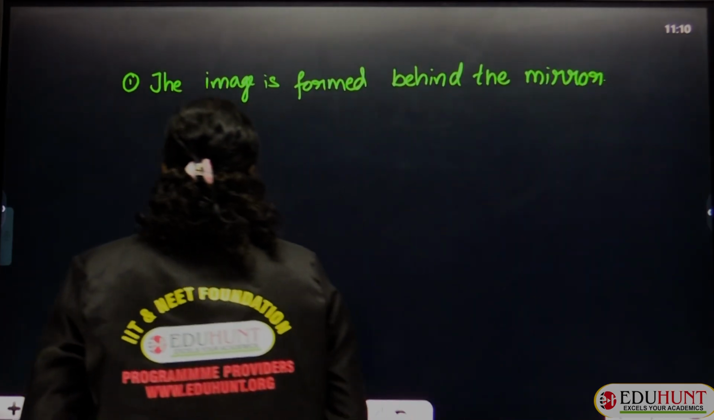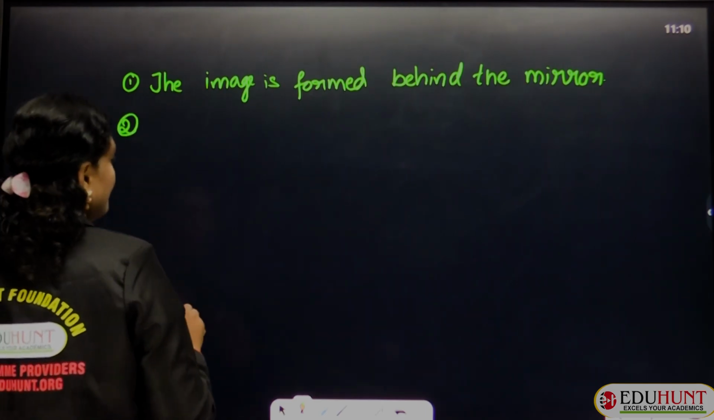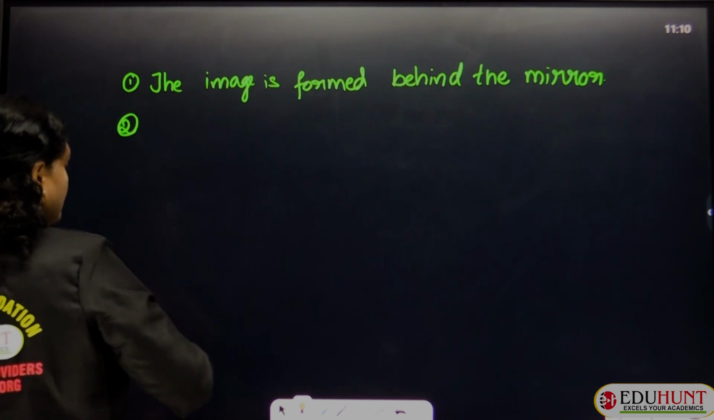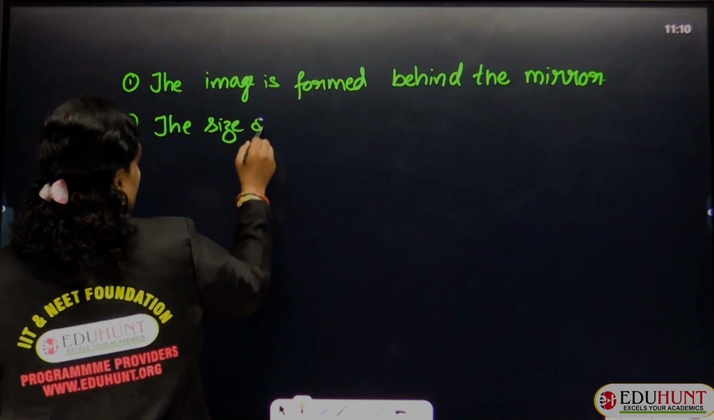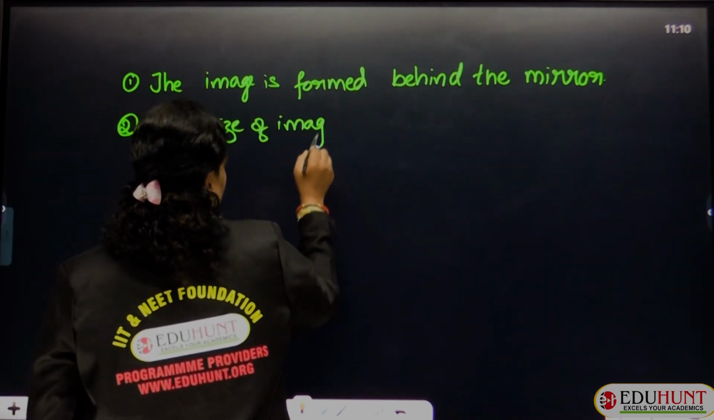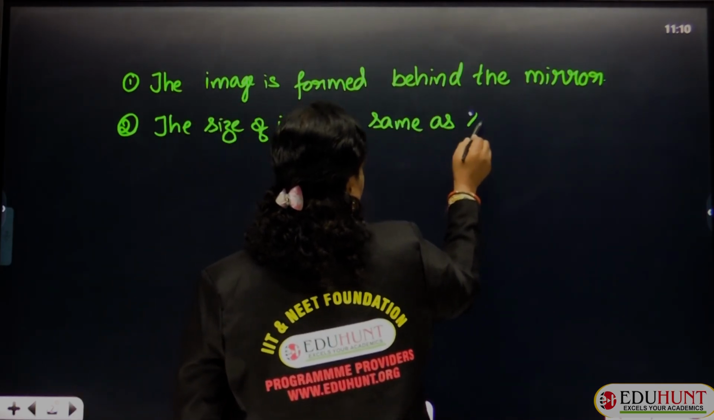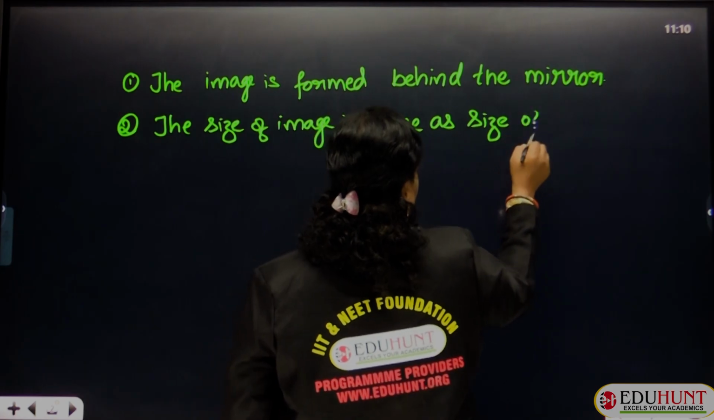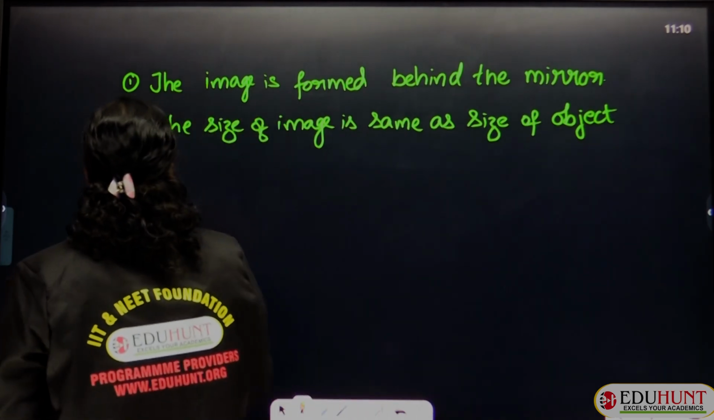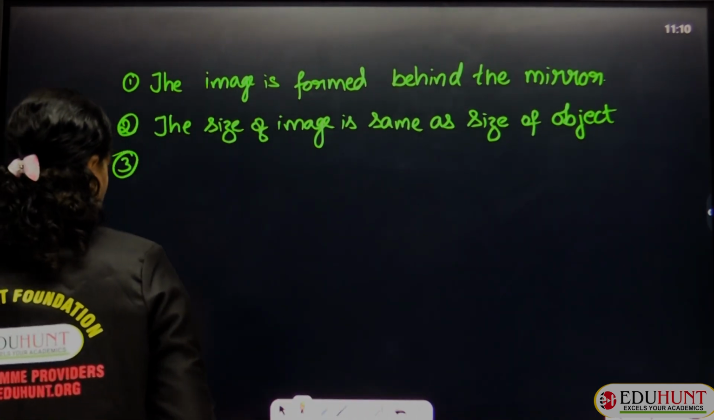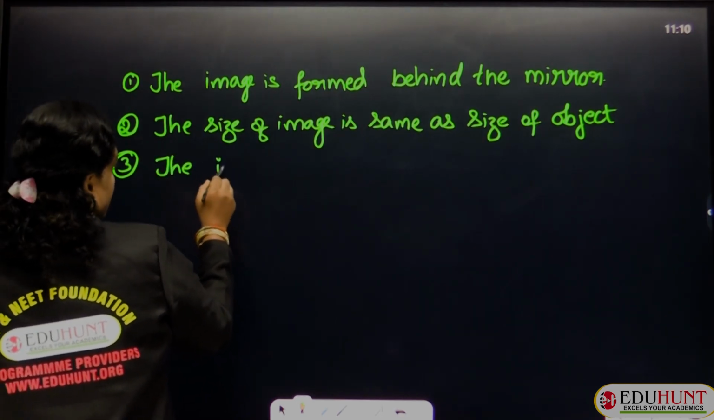First point. Second one, the size of the image is the same as the size of the object. Point 3. Next, the image is laterally inverted. What is laterally inverted?